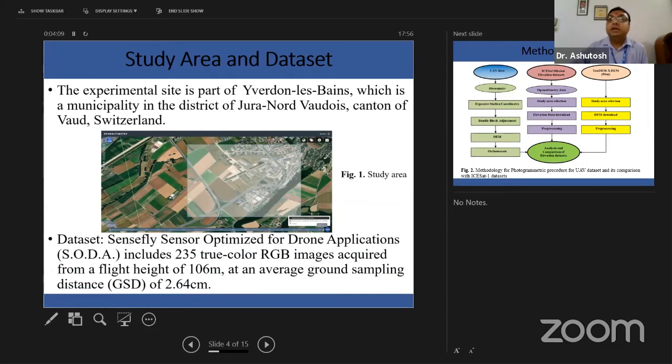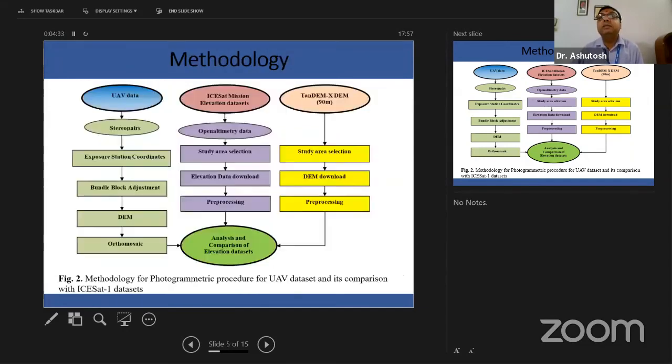The UAV dataset comprises 235 true color RGB images acquired from the SODA, that is the sensor optimized for drone applications, flying at an altitude of 106 meters, providing an average GSD of 2.64 centimeters. So that's a very high spatial resolution dataset which is now available.